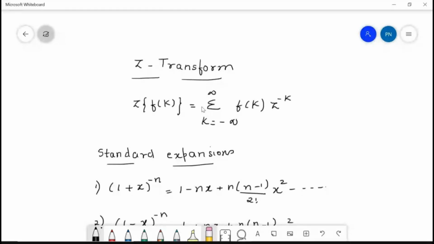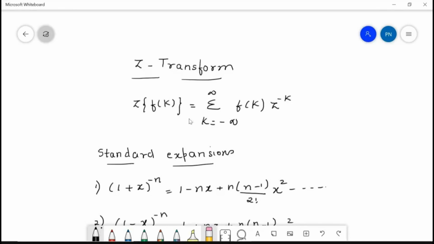So the formula for Z of f of k is equal to summation k varying from minus infinity to plus infinity, f of k into z raised to minus k. Now when I substitute k equal to minus infinity to plus infinity, you will get it in the form of a series. Sometimes you may have to make use of these standard expansions, which we have done in first semester, Maclaurin series. Based on that, we have some standard expansions. I'll just give you the standard expansions which are required here.